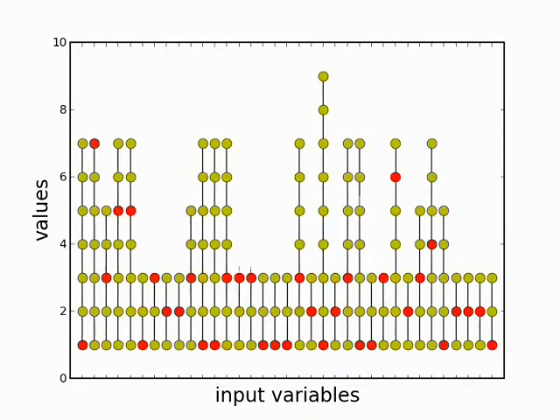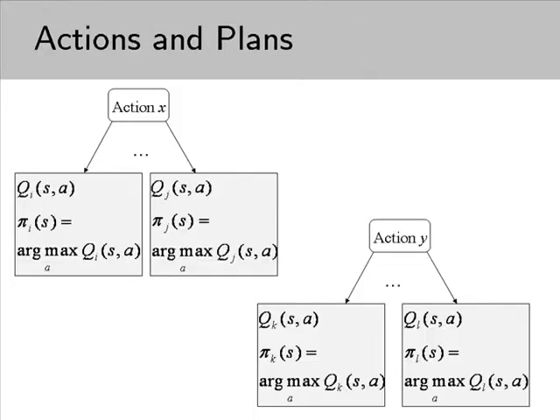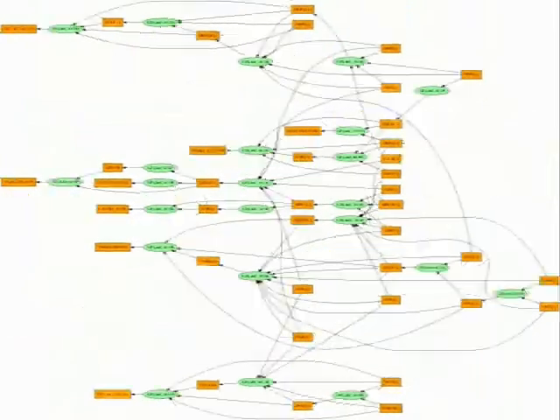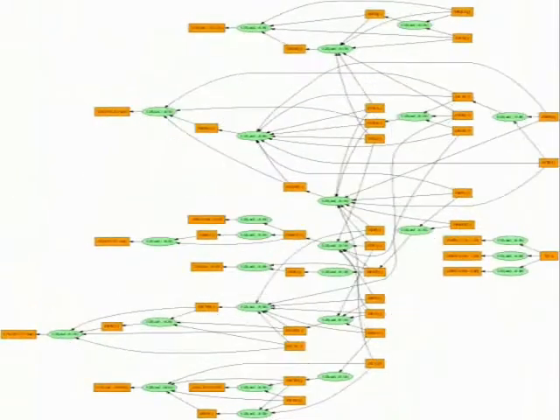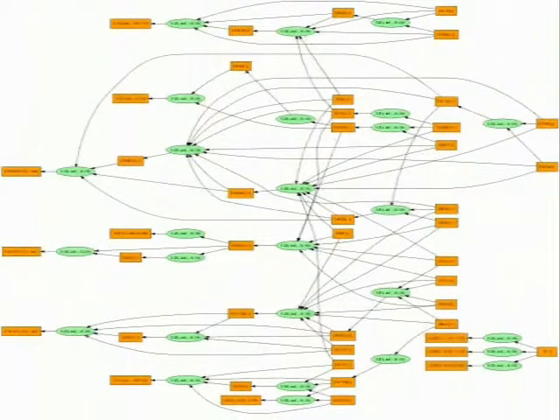And so what we see then is once we've done this, we can take our models, convert them to plans, and we have this hierarchy because an action in one plan calls a high-level action learned by QLAP. And so what we see here is a simplified representation of the action hierarchy, the action network that QLAP learns while interacting with the environment.